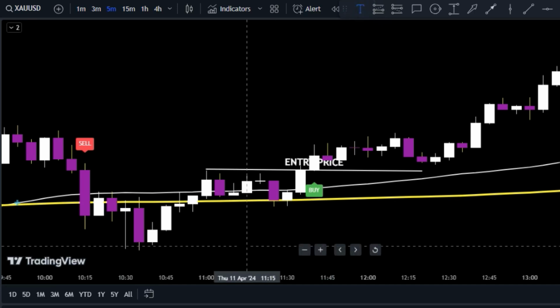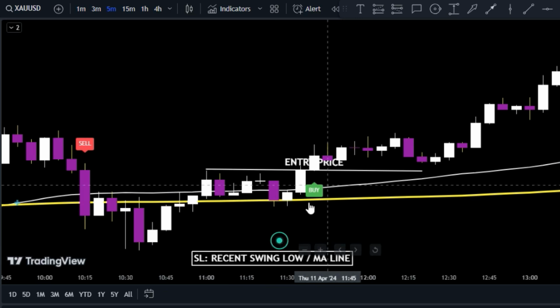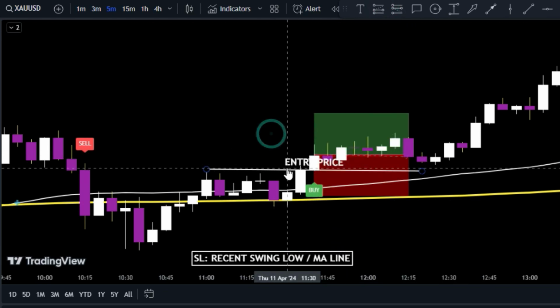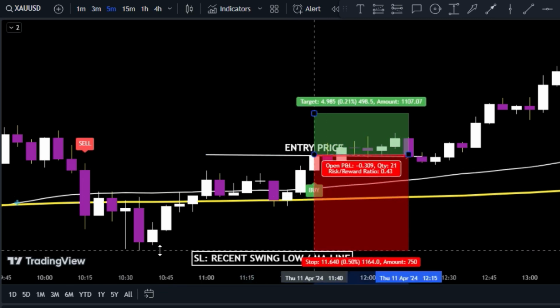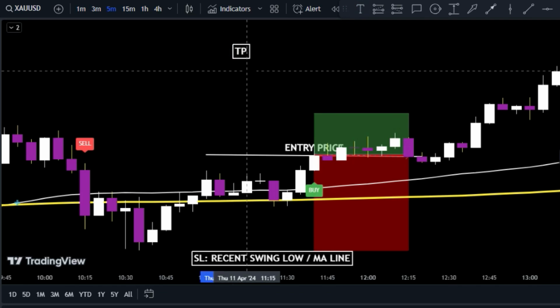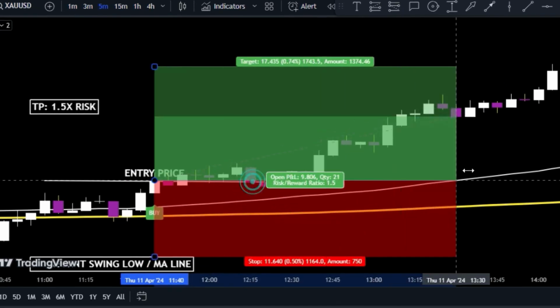And for the stop loss level, use either the recent swing low or one of the MA lines as a safety net. This will help protect you from any unexpected downturns. And as for your take profit level, aim for a risk to reward ratio of 1 to 1.5. This means that your potential profit should be 1.5 times greater than the risk you're taking on.